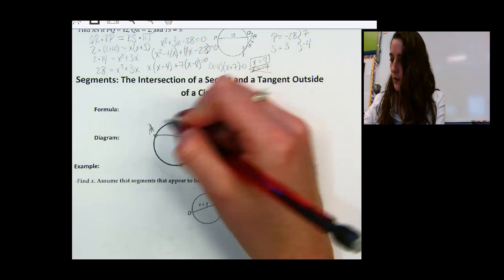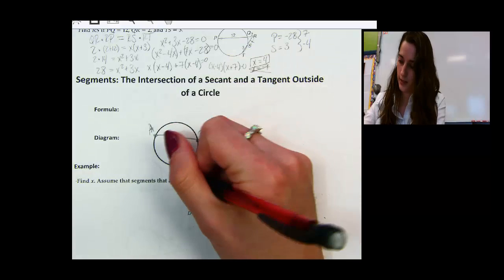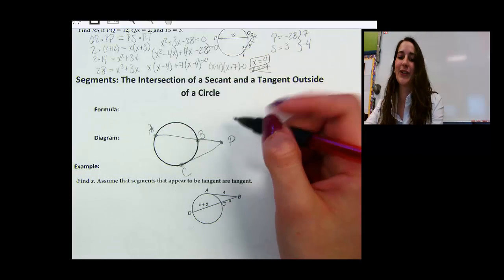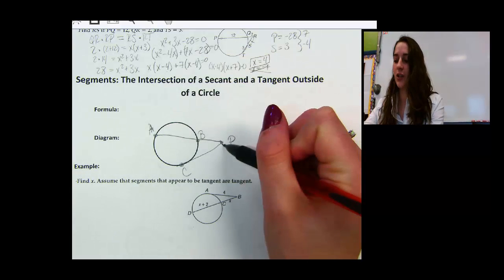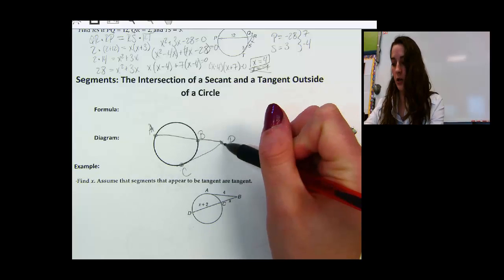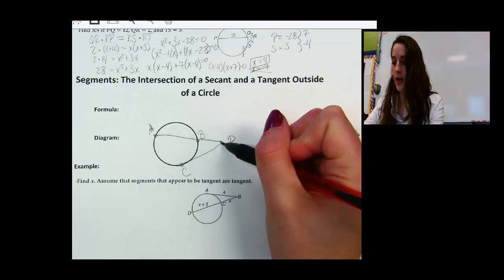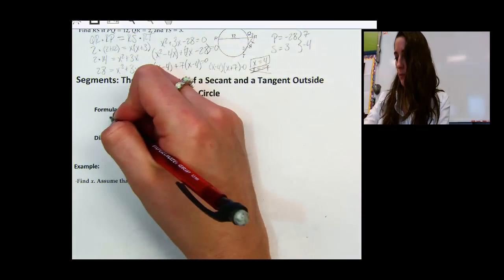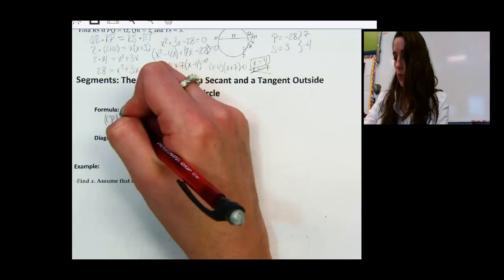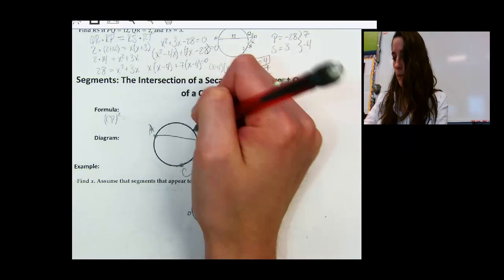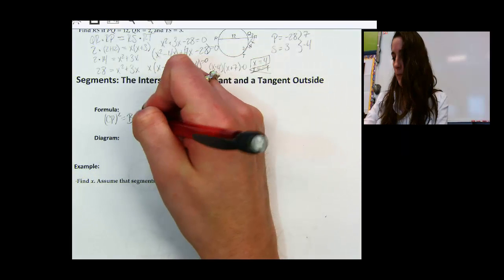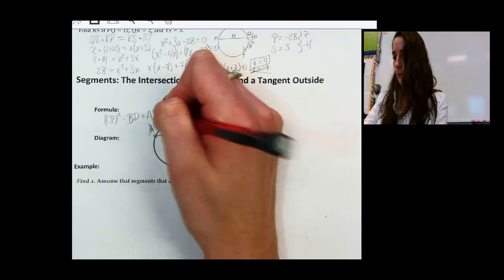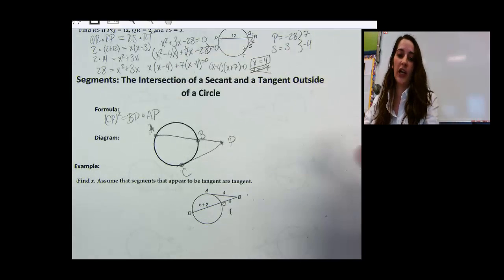This is A, B, and C. So when this happens, the length of the tangent squared is going to be equal to the exterior piece of the secant times the whole piece. So in this case, CP squared would be equal to BP times AP. So let's look at an example.